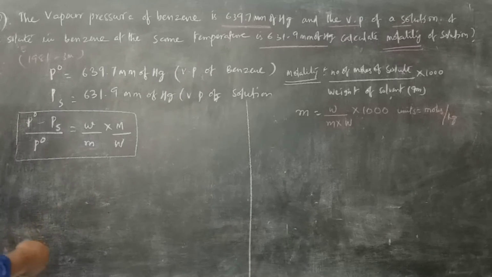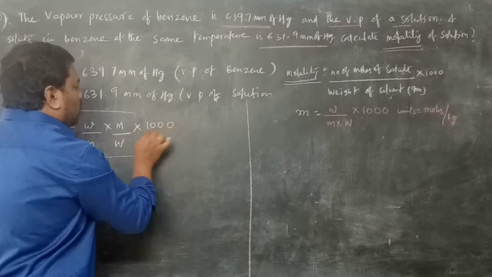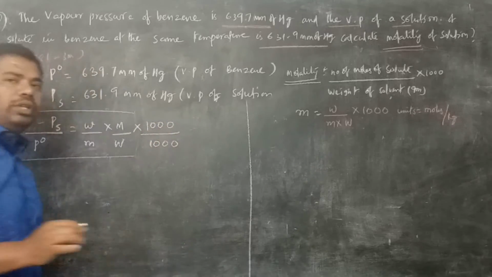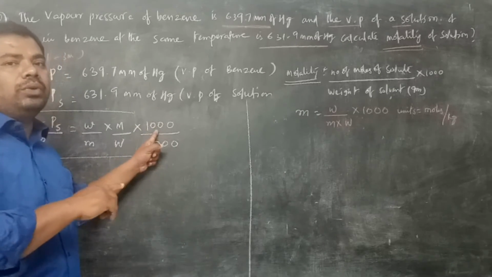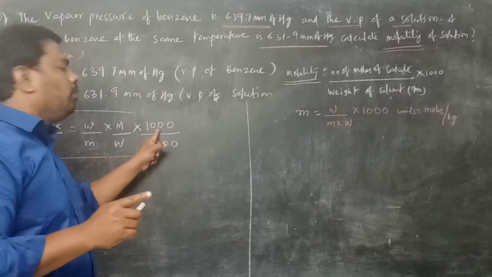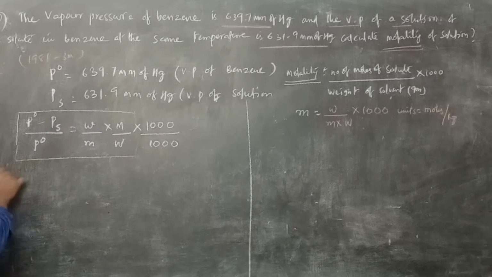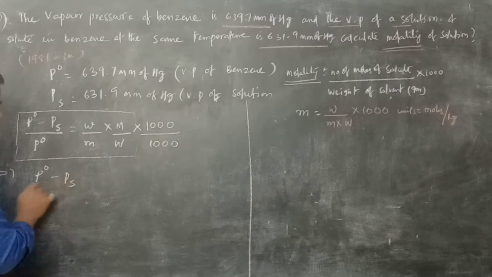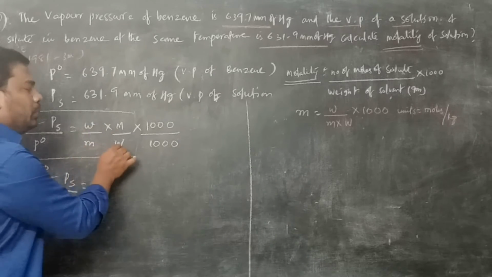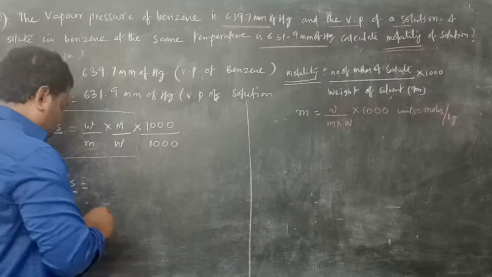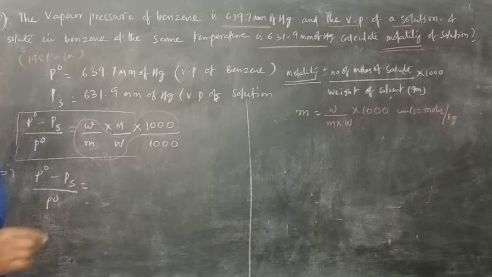Then we come back to the relative lowering equation. We can multiply it by 1000 and divide by 1000, so there is no change, since 1000 by 1000 equals 1. We do this to convert it into the molality formula. So (P naught minus Ps) by P naught equals small w by small m into capital W into 1000, and we can write this in the form of molality.